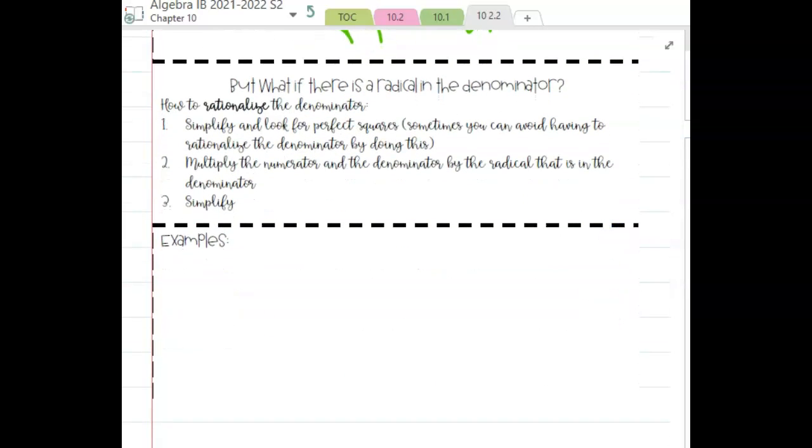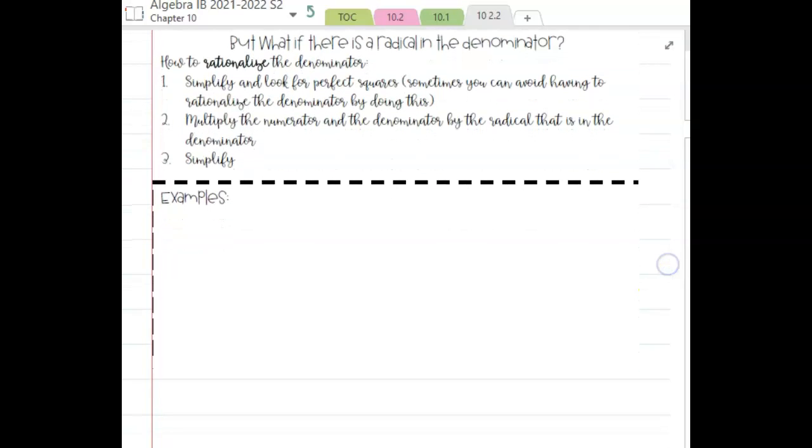Now, sometimes I'm going to end up with a radical in the denominator that's not a perfect square. What we're going to have to do is what's called rationalize the denominator. So I want to look through an example as we talk through these steps. We're going to do 6 over the square root of 5.